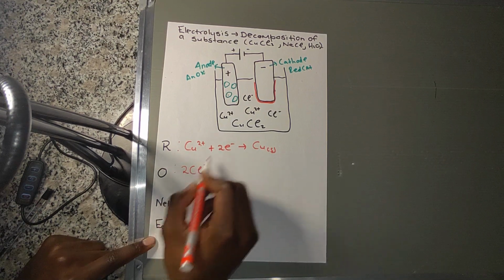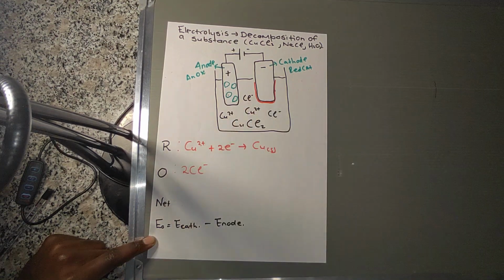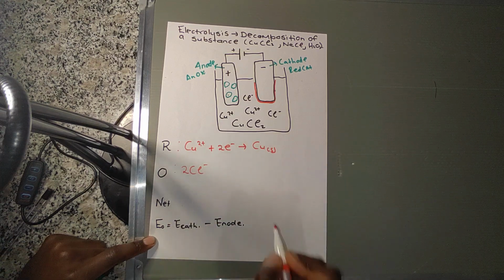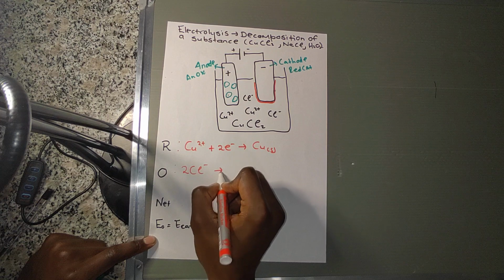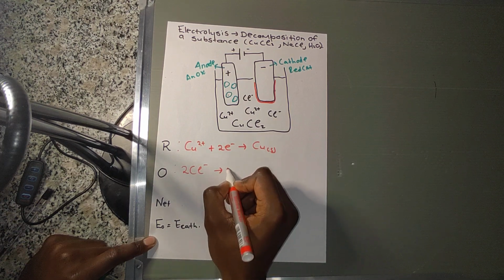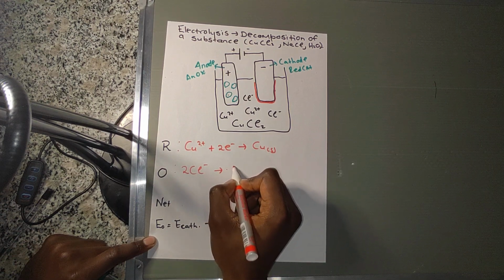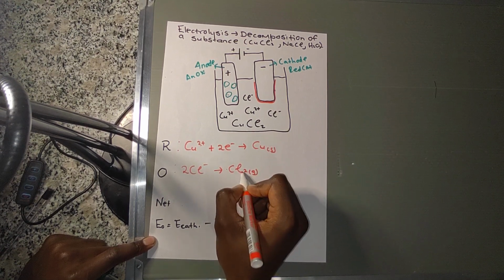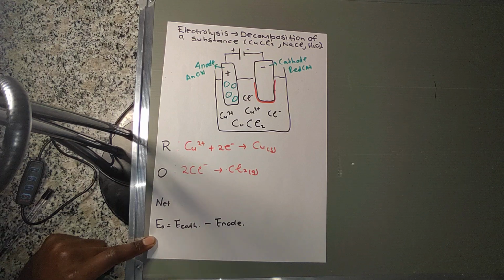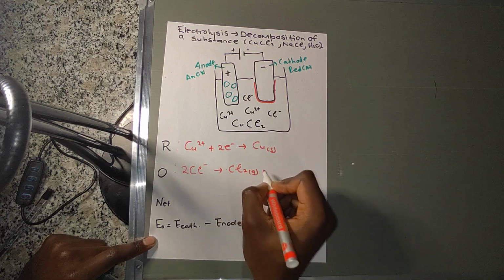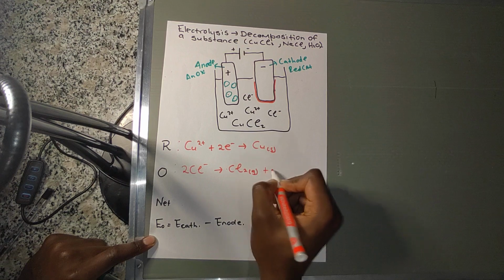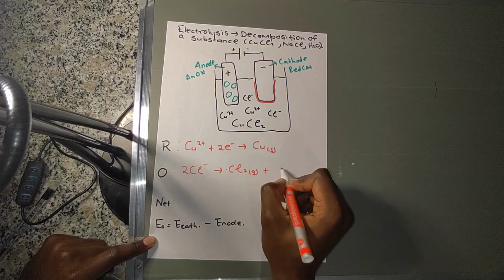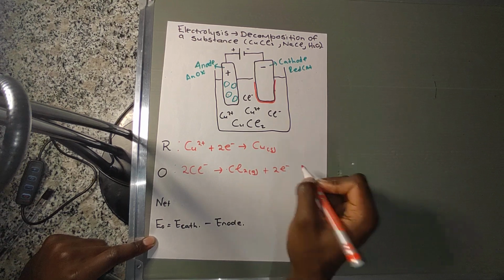So we're moving from Cl minus, and what happened here? We lost electrons. The loss of electrons is represented by this. So we have chlorine gas, but we understand that this chlorine gas was separated from its electrons. So from Cl minus to Cl2 in gaseous form plus 2 electrons.